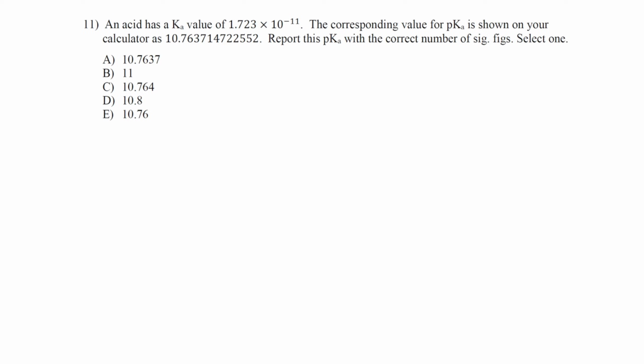An acid has a Ka value of 1.723 times 10 to the negative 11. The corresponding value for pKa is shown on your calculator as this. Report the pKa with the correct number of sig figs.